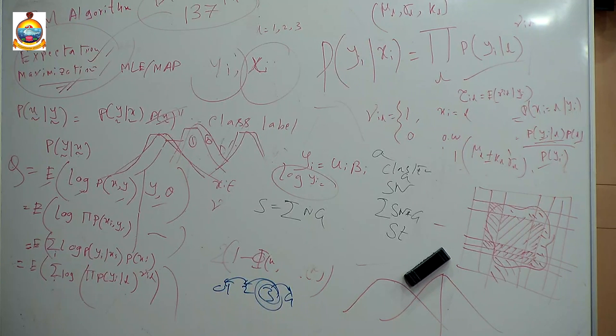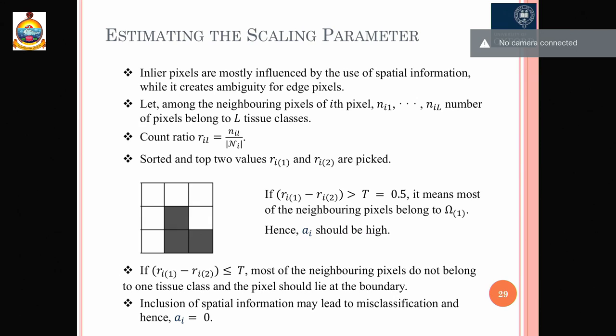Now the Markov model is applied on the class label domain, but that's unobservable. We can't see that. We can only observe the intensity, not the class labels. And that's why the Markov is hidden here. That's why it is called the hidden Markov model, because we are using the Markov model which comes from the Markov process, but it is hidden here because that's unobservable. That's why hidden Markov model.